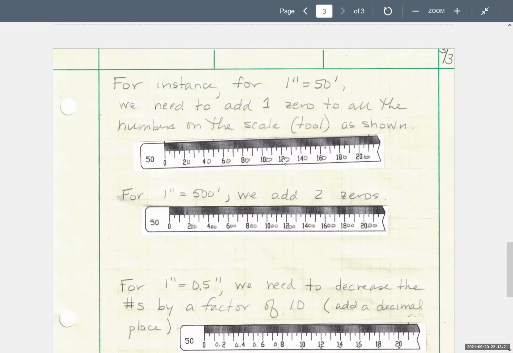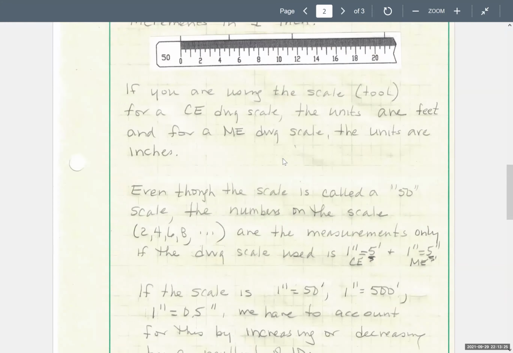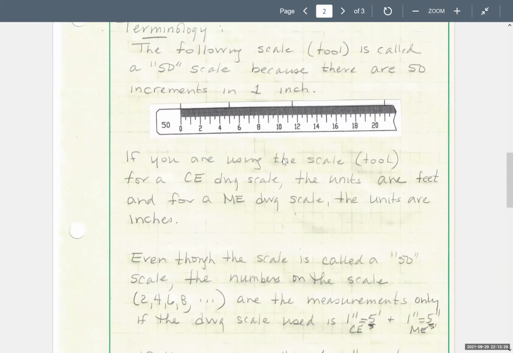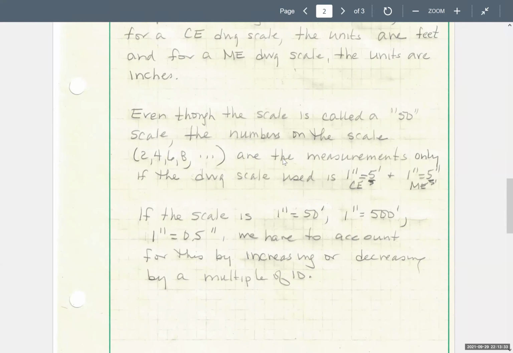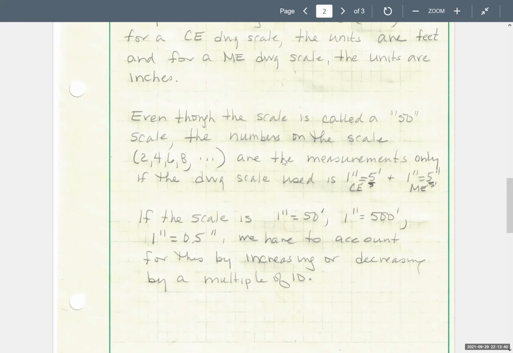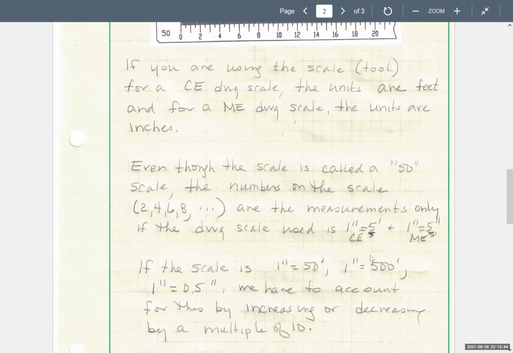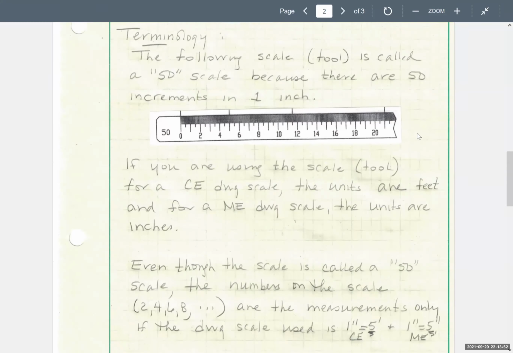Yes, from Adam. So if we have a scale like 1:500, could we break it up like 5 times 100 and then use the 50 scale because it's a factor of 5 and then multiply everything by 100? If it's 1 to 500, that would be 1:500, and that would be a mechanical engineering scale. So all these are inches, and I would put 2 zeros on.